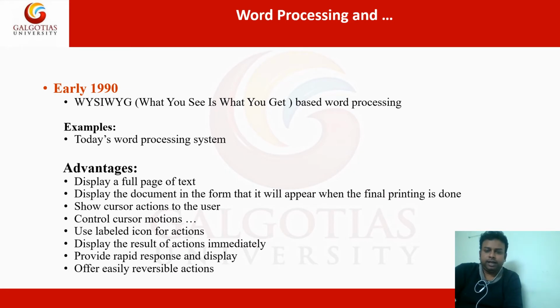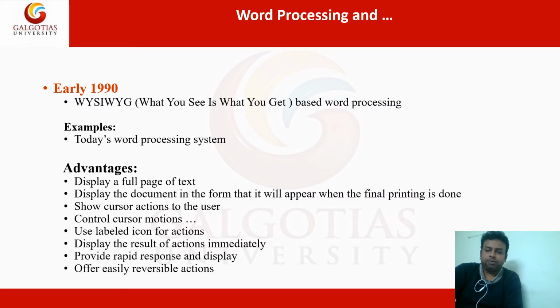Then in the early 1990s, one protocol came, that is WYSIWYG: what you see is what you get. Today's best word processors, what we are currently using, like Microsoft Word, all follow this kind of protocol, what you see is what you get. That fully follows the properties of direct manipulation.